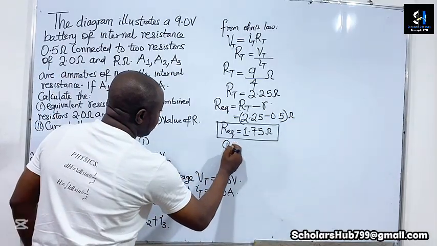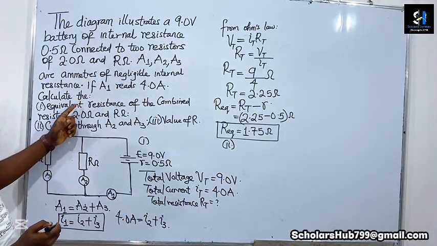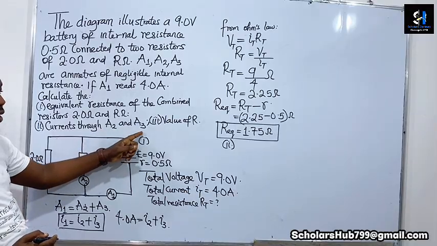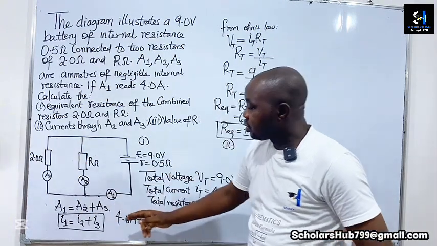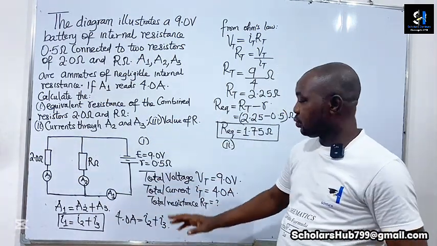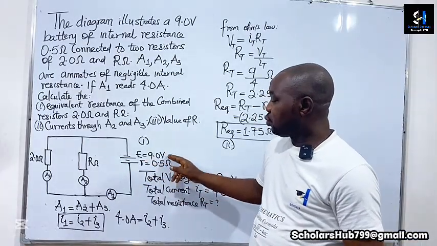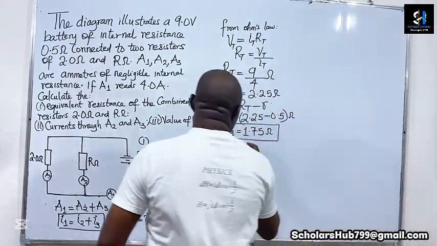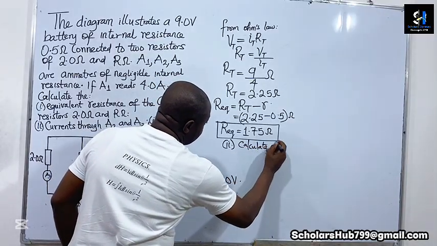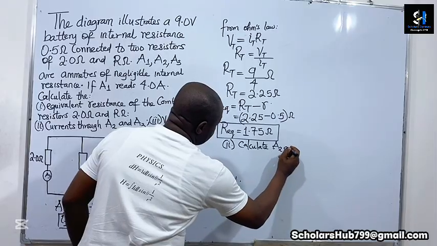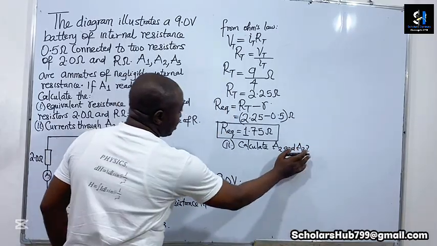Now, for Roman numeral 2, our task is to calculate the current through A2 and A3. This is very important. The total voltage across the entire combination is 9.0 volts. Now the total voltage, which is the EMF, will be equal to... let me write this first. We want to calculate A2 and A3.